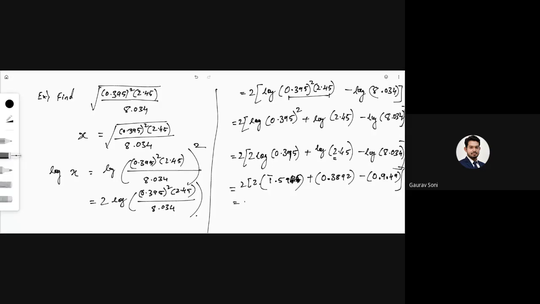So we can add, subtract, do whatever I want with this. So this will be 1 bar, so minus 1 into 2, minus 2.